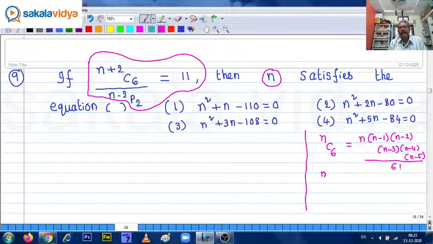Similarly, for example, nP2 is there. nP2 means only two places are being filled with n without repetition. That can be done n into n minus 1. With the help of these two principles, we need to complete it.